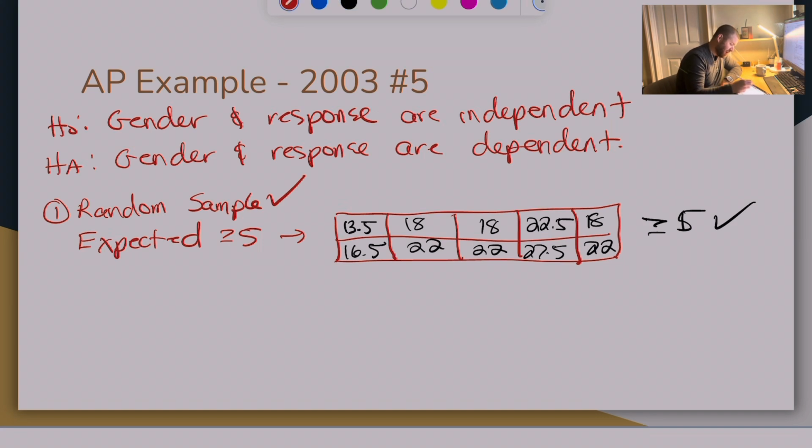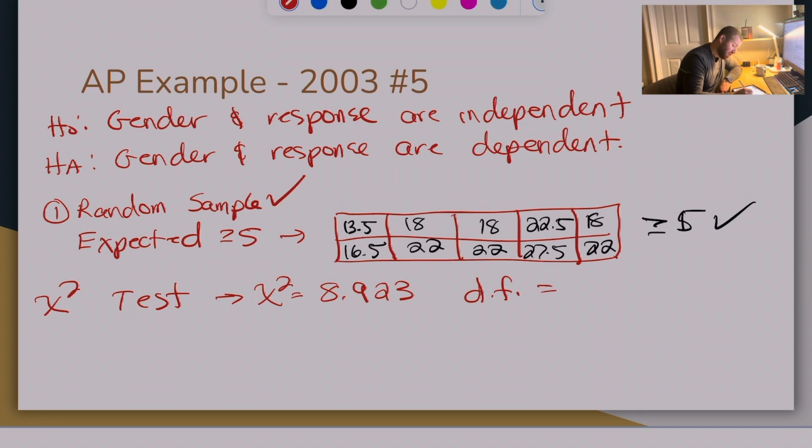And now when I do my chi-square test here, what I get is a chi-square value of 8.923. And now for the degrees of freedom in an independence test, it's rows minus 1 times columns minus 1. That is my formula. And so in this case, I believe I have 2 rows, so that's 1. I have 5 columns, so that's 4. I have 4 degrees of freedom, and this gives me a p-value of 0.063.